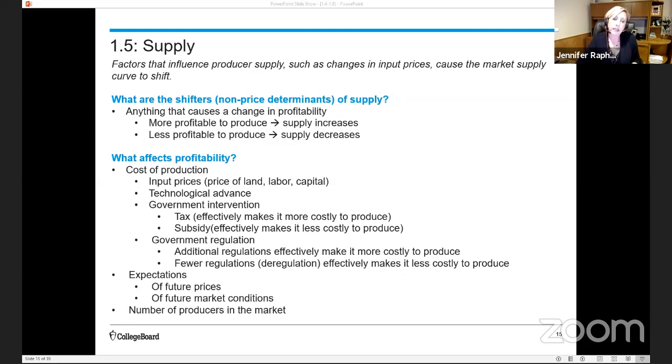And then finally, the number of producers in the market. If there's an increase in the number of producers, supply shifts to the right, supply increases. And if there's a decrease, it shifts to the left. That should be pretty intuitive as well. All right, so those are the non-price determinants of supply. Again, you don't have to memorize them. You just have to think: if there's a tax on the production of a good or service, is that going to affect consumers or producers first? The answer is producers. That's the work that you want to be able to do.